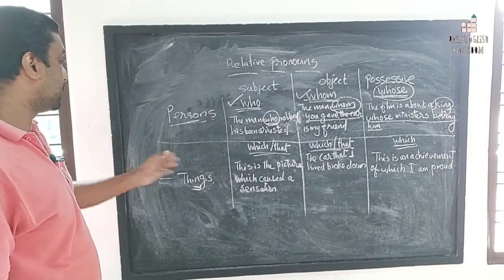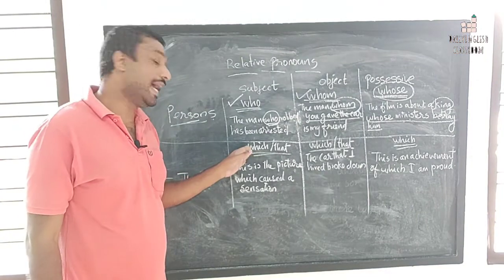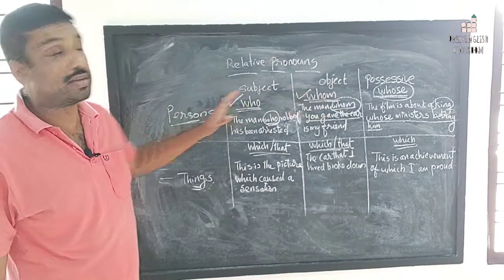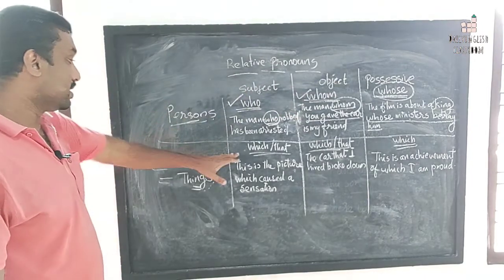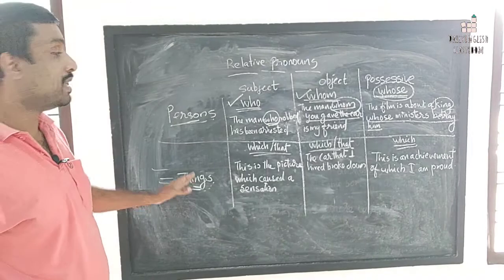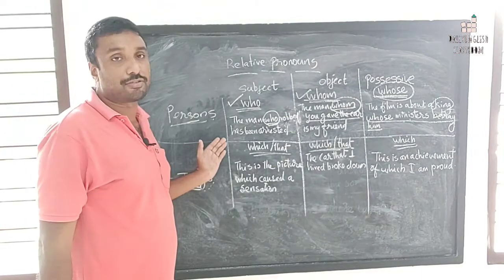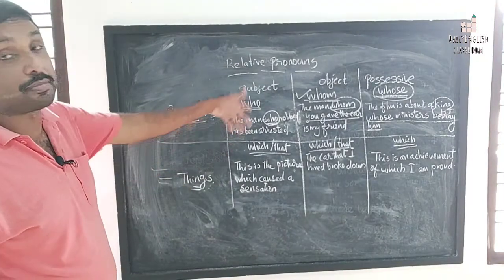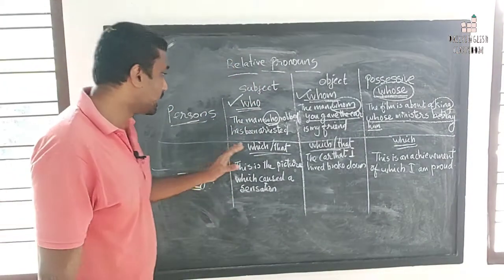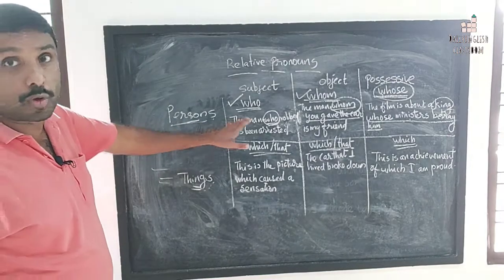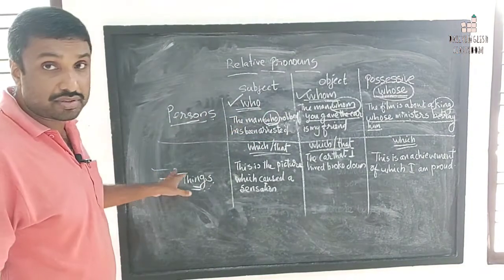And when you are talking about things, we use certain relative pronouns, especially which and that. So just to remember: who, whom, whose when you are talking about a person, and which or that when you are talking about a thing. This question may come for correcting the mistakes if a wrong pronoun is used. So you have to be thorough with this one. When you are talking about persons, we use who, whom, whose, and when you are talking about things, we use which or that.